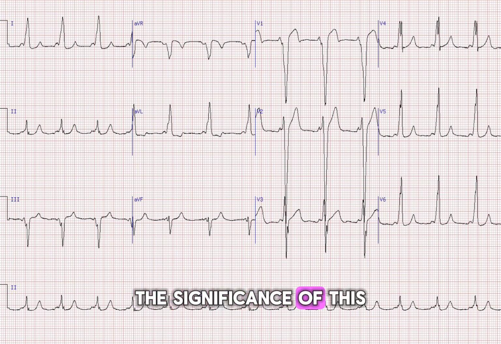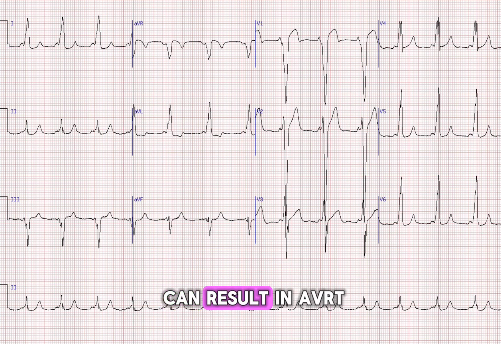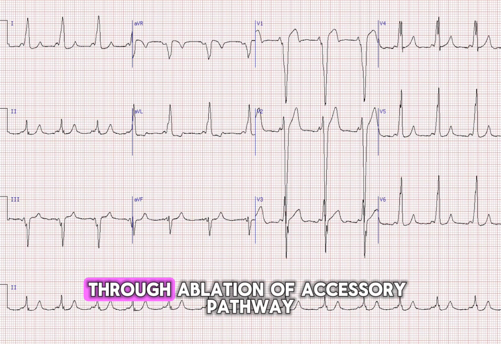The significance of this accessory pathway in WPW syndrome is that it can result in AVRT kind of tachycardia, and in case of accompanied atrial fibrillation, it can be a very fatal condition. The treatment of this condition is through ablation of the accessory pathway.